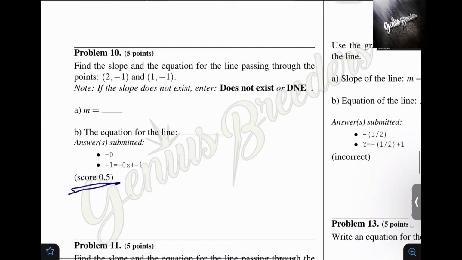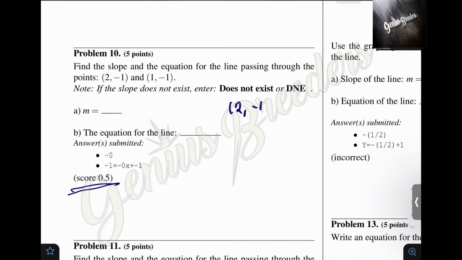The points are (2, -1) and (1, -1). So this is your x1, y1, x2, y2. Now you are looking for the slope. So m, which is the slope, is calculated as y2 minus y1 over x2 minus x1.